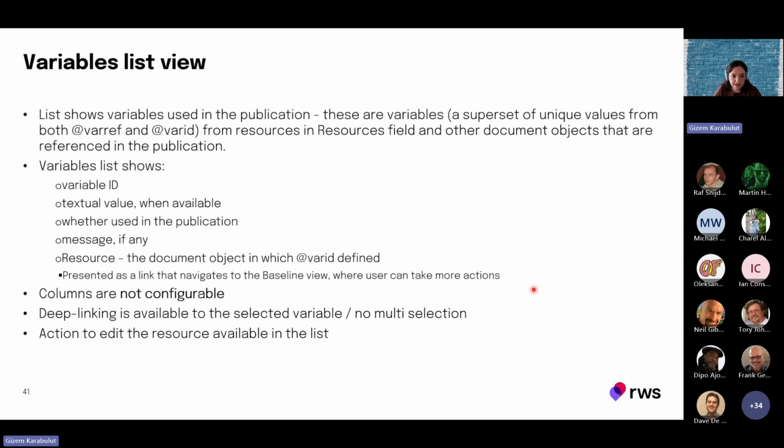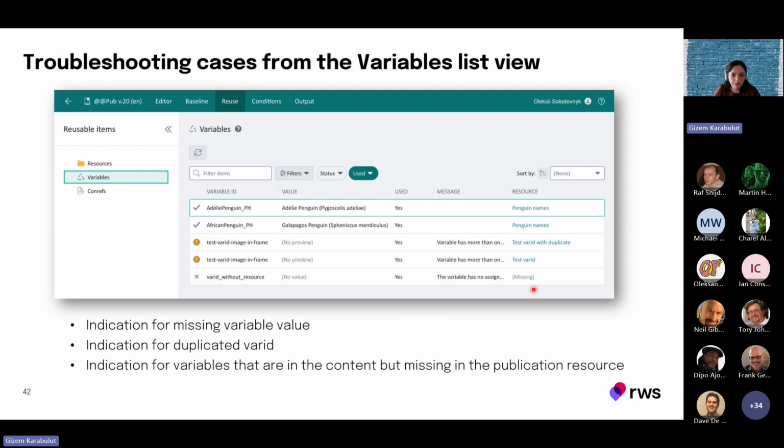And the users can select a variable, and by clicking the Edit Resource button, they can move to the editor to edit the resource file. And there can be some cases that require the author to fix. For example, the variable value can be missing, or there can be duplication in the variable ID, or the variables that can be in the content can be missing in the publication resource. So the user can see that kind of warnings from this list.